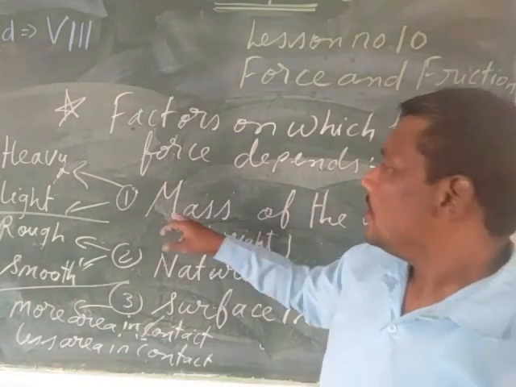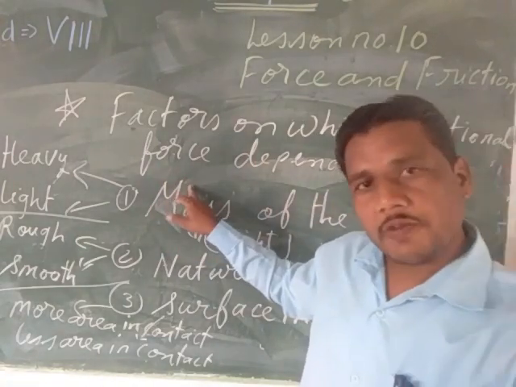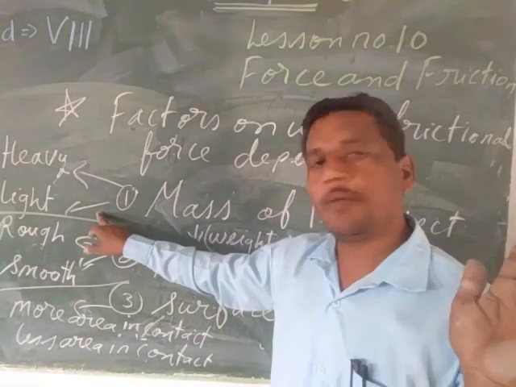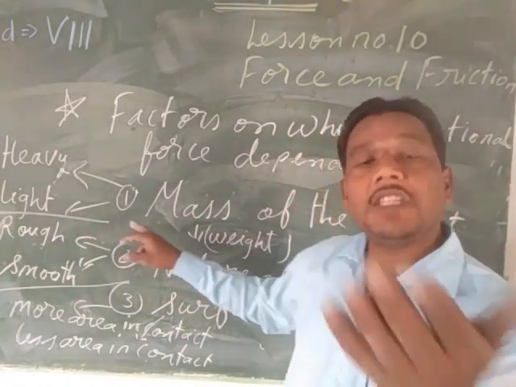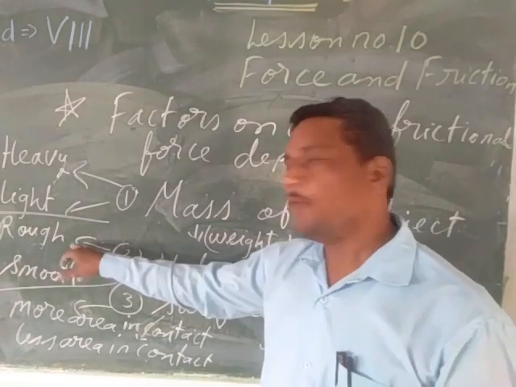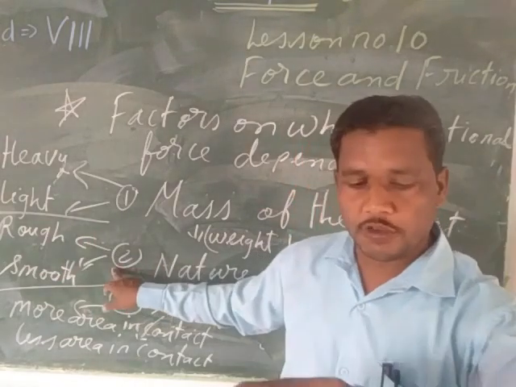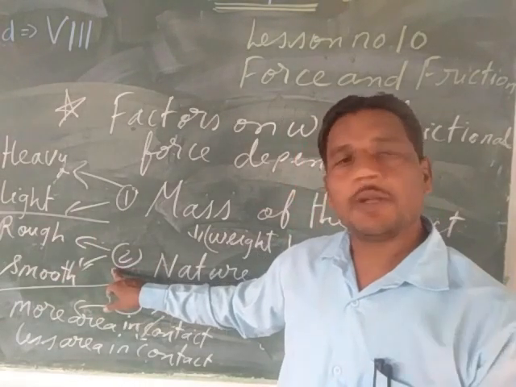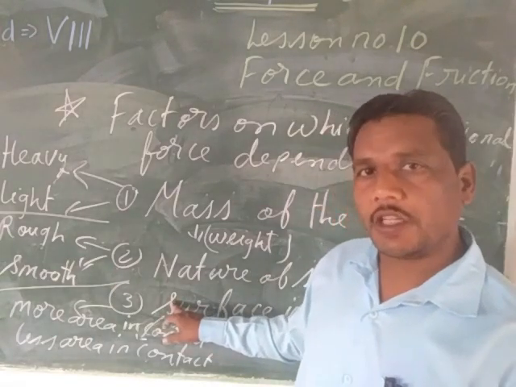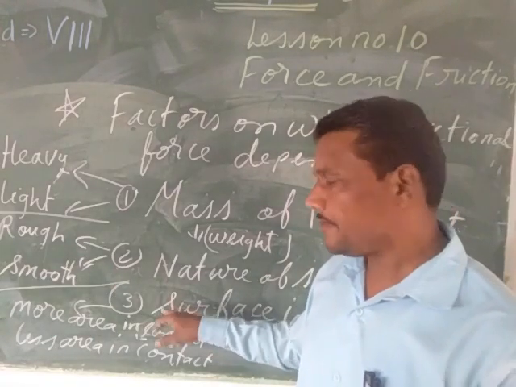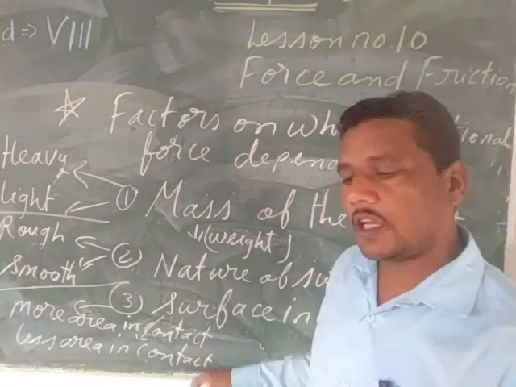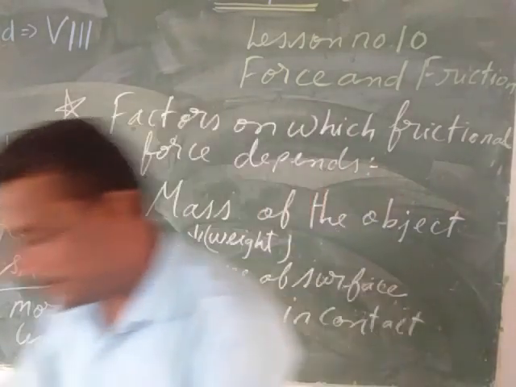Suppose, my child, mass of the object. Suppose the object is very heavy, more frictional force will act. Suppose the object is light in weight, less frictional force will act. Suppose the object is on a rough surface, more frictional force will act. Suppose the object is on a smooth surface, less frictional force will act. In the same way, surface in contact: more area of surface in contact, more frictional force will act, and less area in contact, less frictional force will act. See, my child.